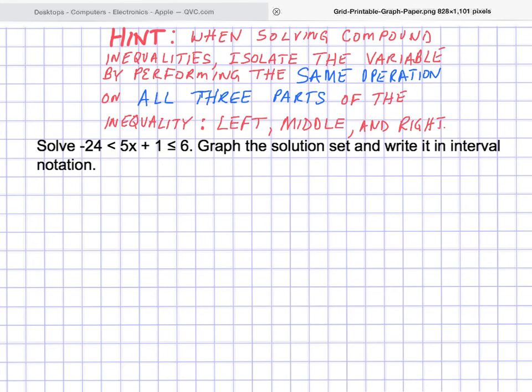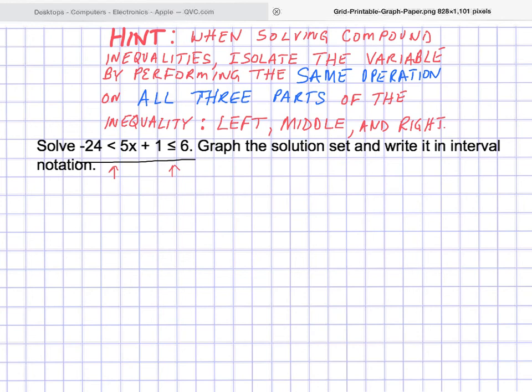Okay? When solving compound inequalities, isolate the variable by performing the same operation on all three parts of the inequality: the left, the middle, and the right. What are they saying? Look here at this particular inequality. You have an inequality symbol there and an inequality symbol there. So your inequality is a compound inequality. It has three parts. It has the left, the middle, and the right.